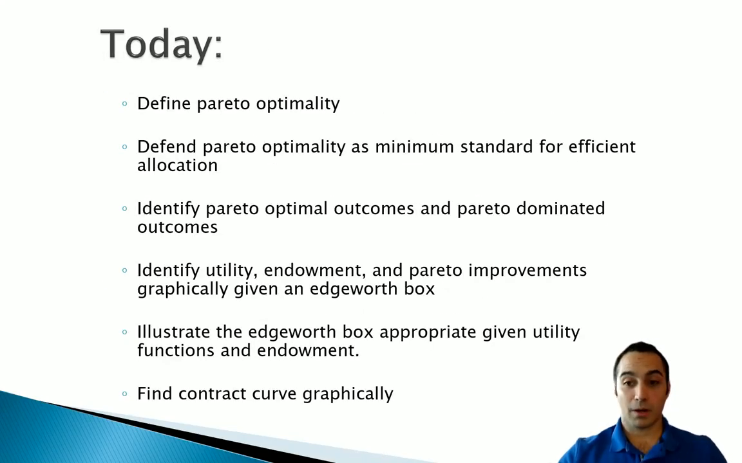So today we're going to talk about Pareto optimality, what it is, what it isn't, and kind of justify it as a minimum standard for good outcomes from an econ point of view. Additionally, we're going to start talking about Edgeworth boxes, and we're going to use them as our tool to think about Pareto optimal outcomes to economic problems like we've been looking at. And today we'll also figure out how in an Edgeworth box we can find the contract curve graphically.